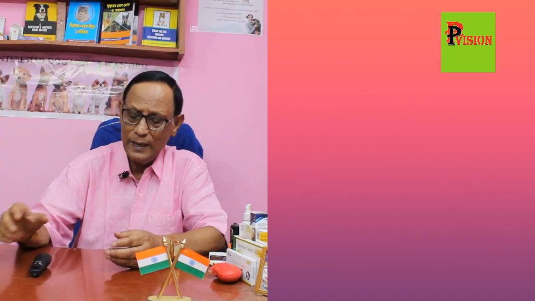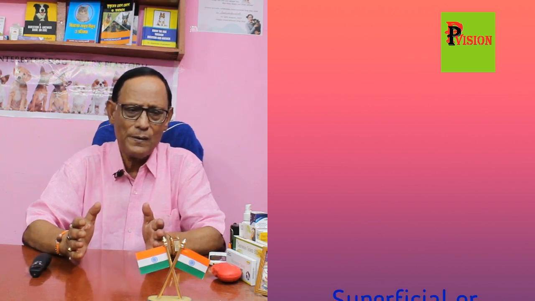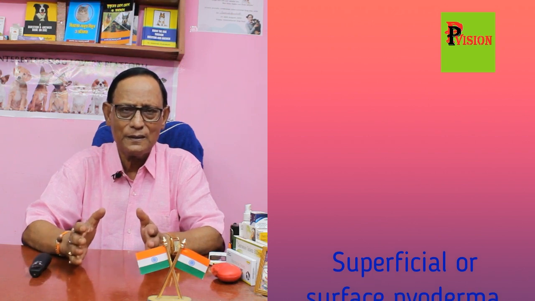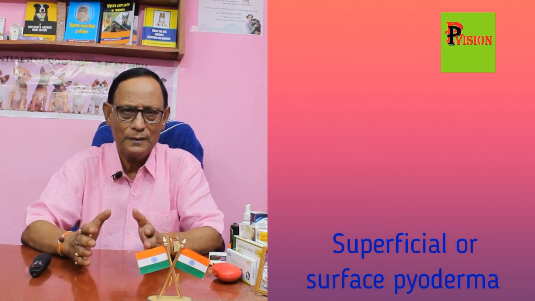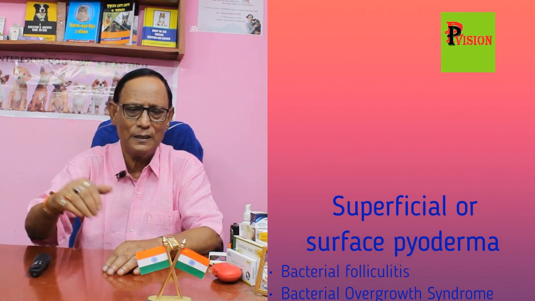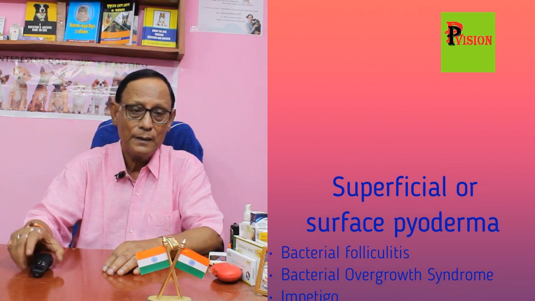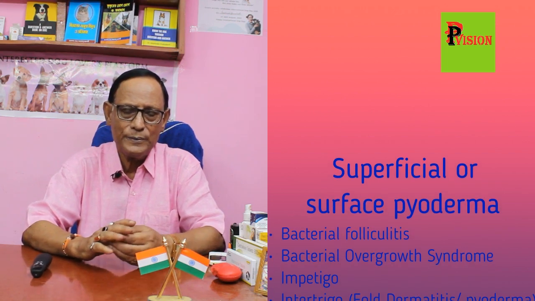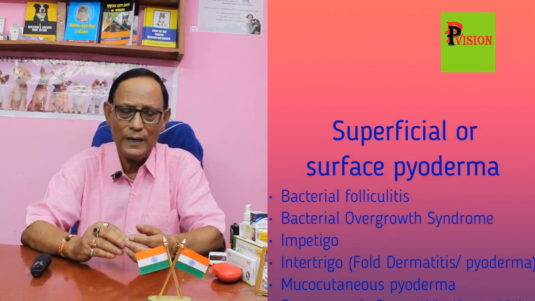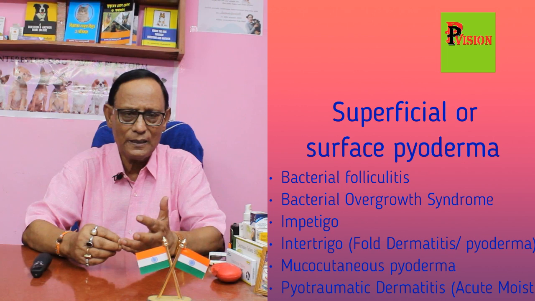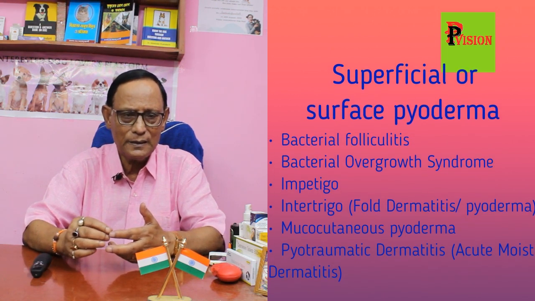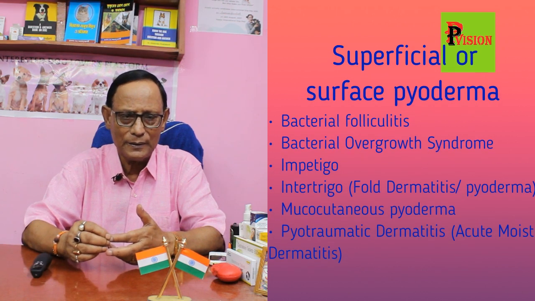pseudintermedius. And if you consider canine pyoderma, it can be divided into two. One is superficial or surface, the other is deep pyoderma. That means one remains in the superficial layer, the other goes into the deep layer. And so far as superficial pyoderma is concerned, we do have problems like bacterial folliculitis, bacterial overgrowth, impetigo, intertrigo, that means skin fold dermatitis.